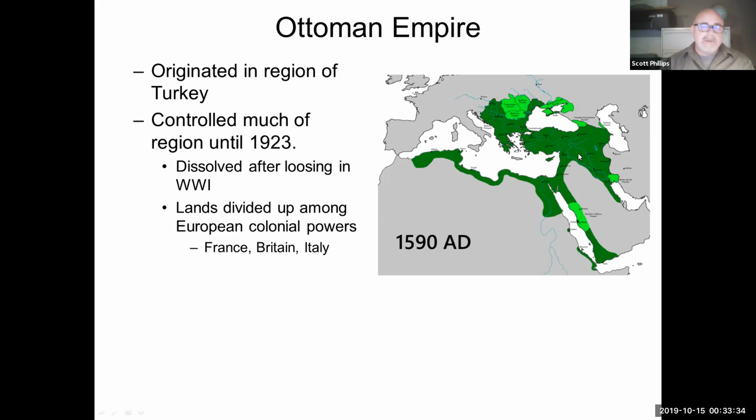Because the Ottoman Empire was amongst the losing parties of World War I, and after the war, a lot of its territories were divided up amongst the countries that were the winners in the war, let's say, like France and the British and Italy.